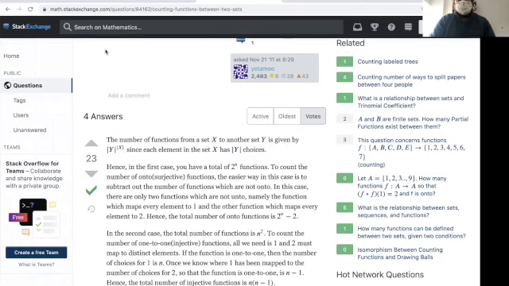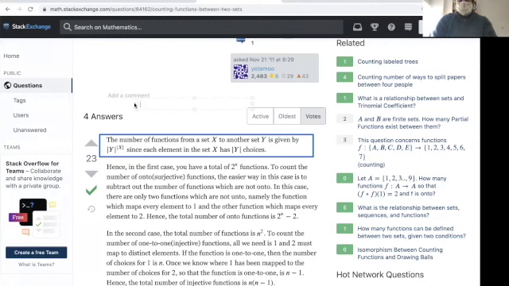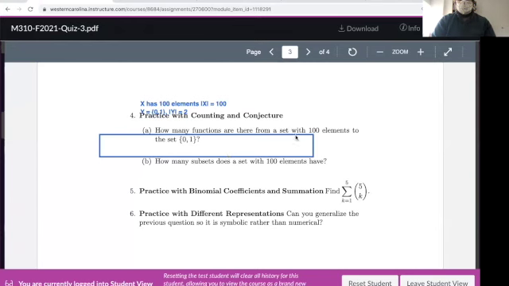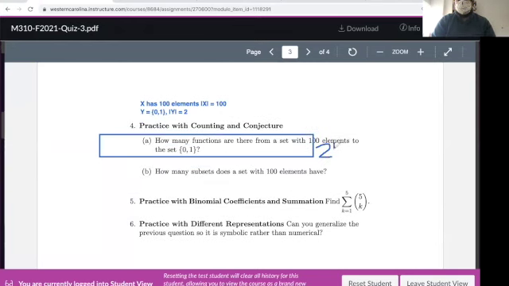So if I can identify here that my X has 100 elements, the size of X is 100, and Y is equal to {0, 1}, so the size of Y is equal to 2, that will tell me pretty quickly that the correct answer to this question is 2 to the 100.